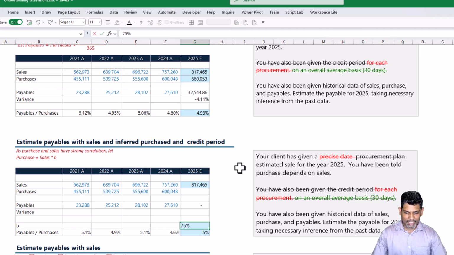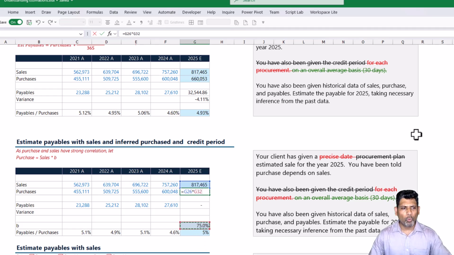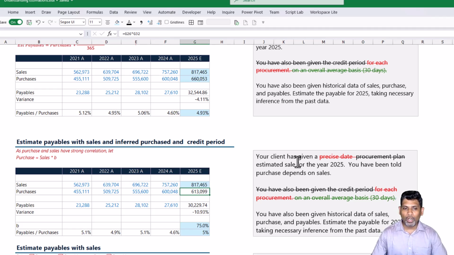If that was, let's say, 75%, then my purchase would be sales times 75%. This is basically my cost ratio. What percentage of my sales goes towards the cost? I don't have this data. So what I'm going to do is I'm again going to infer this from the past. So this B is basically nothing but purchases by sales.